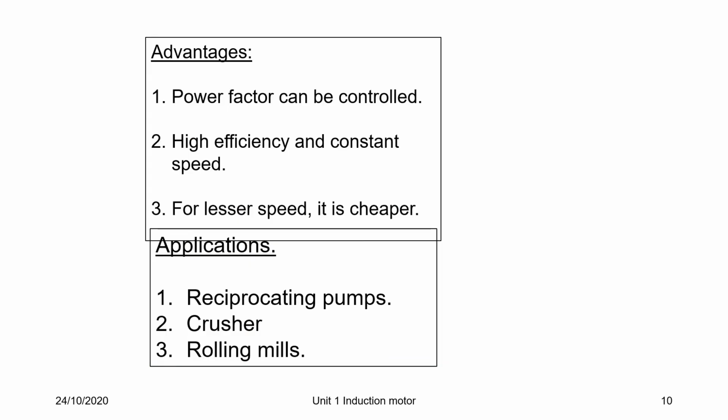The advantages are given here. The power factor can be controlled, there is high efficiency, and it can run at constant speed. The applications are: it is used in reciprocating pumps, crushers, and rolling mills.